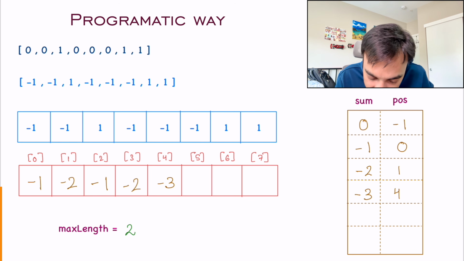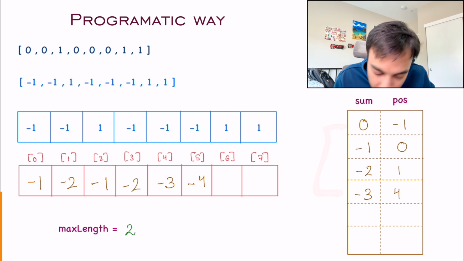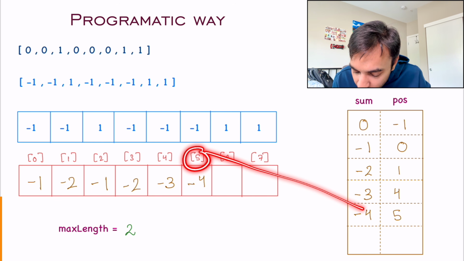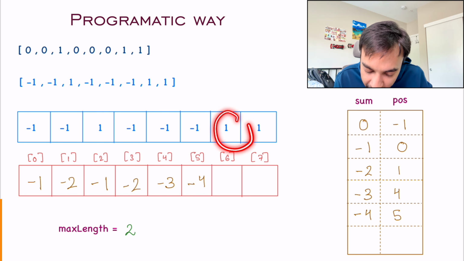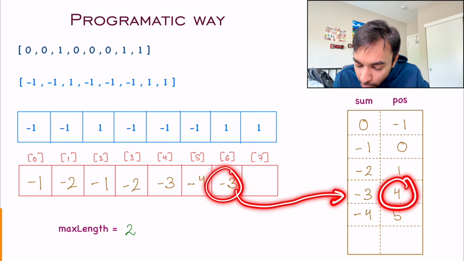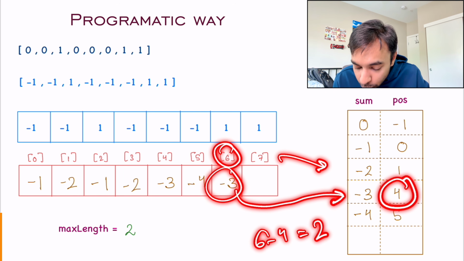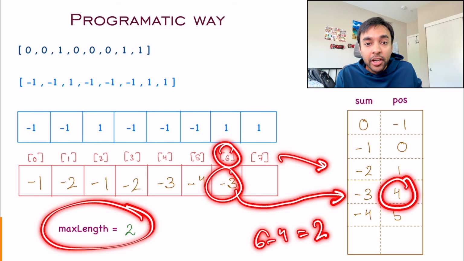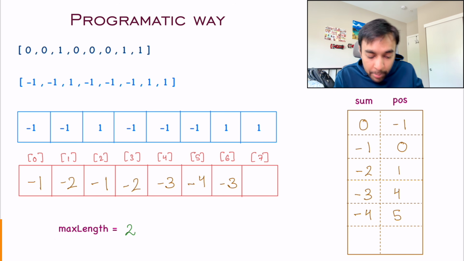Move ahead. -3 minus 1, -4. Have you found -4 earlier? No. So I will say I found -4 at position 5. This is what I'm writing over here. Go to the next index. -4 plus 1. That gives you a -3. Did you find a -3 earlier? Yes. And where did you find it? You found it at position 4. So do 6 minus 4. 6 minus 4 equals 2. You found one window. But again, you have already found an equivalent window of the same length. So no need to update it.